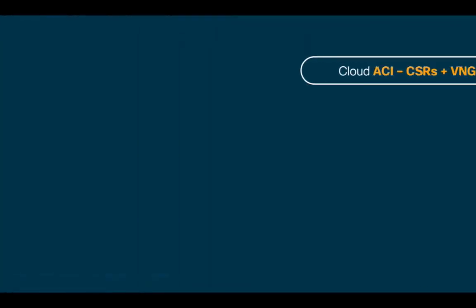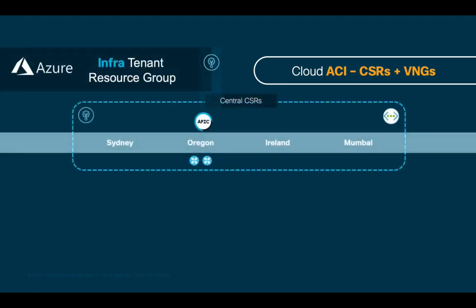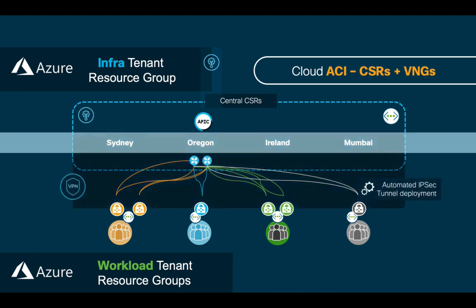Now, if you choose to run CSR 1000Vs and VNGs instead, Cloud ACI will automate the deployment of at least 2 CSRs in a specific region. All the different tenant resource groups will communicate with the CSR hub through an automatically provisioned virtual network gateway, or VNG. ACI will take care of all the necessary IPsec tunnel setup and routes between CSRs and VNGs.